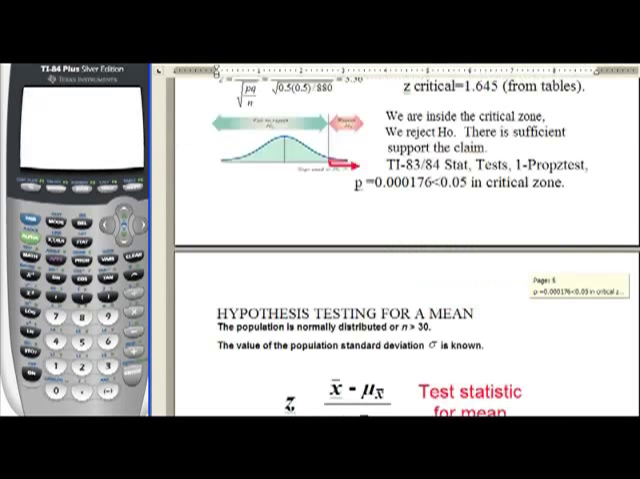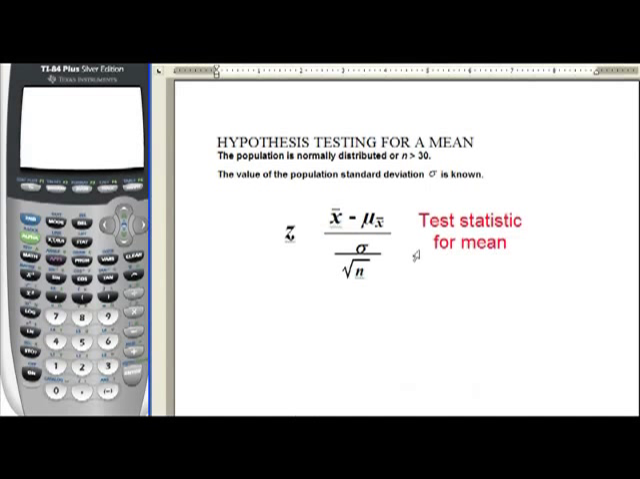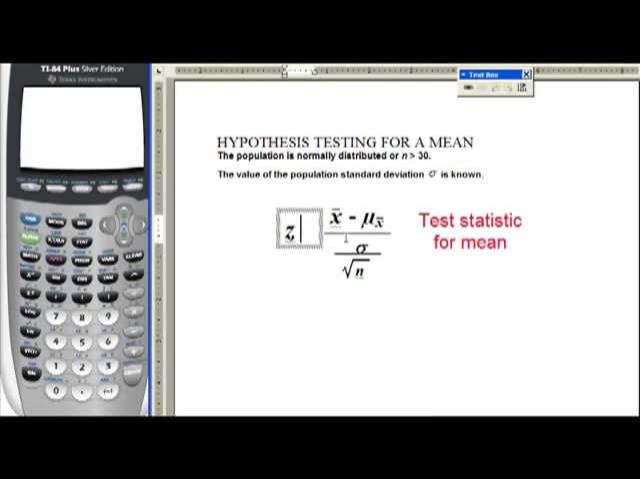So let's go back. You have to make sure that sigma is known to be able to use this test statistic. Let me go back and put an equal sign in here.